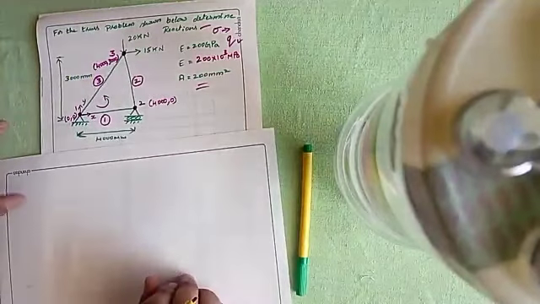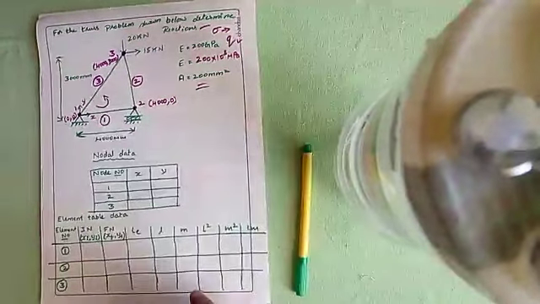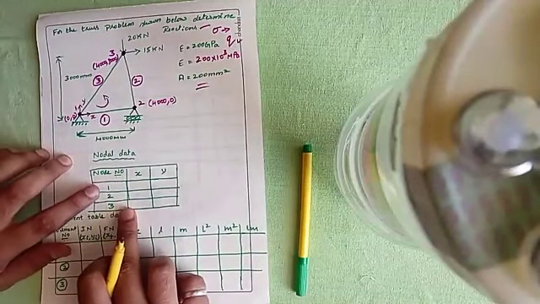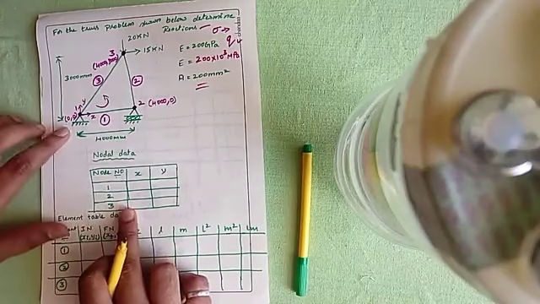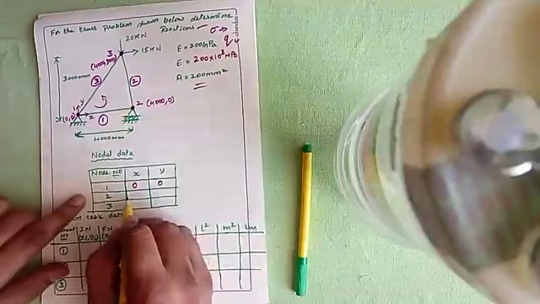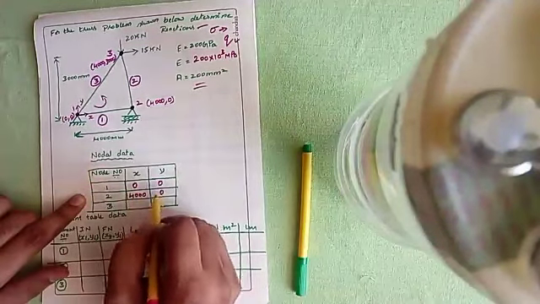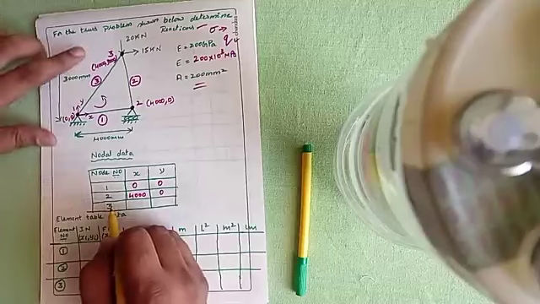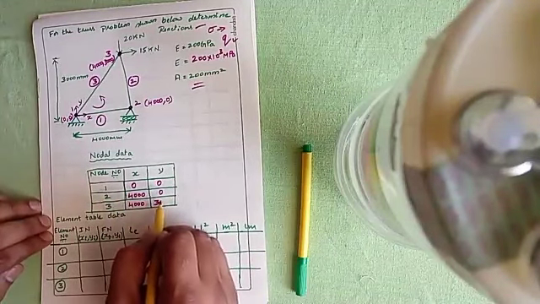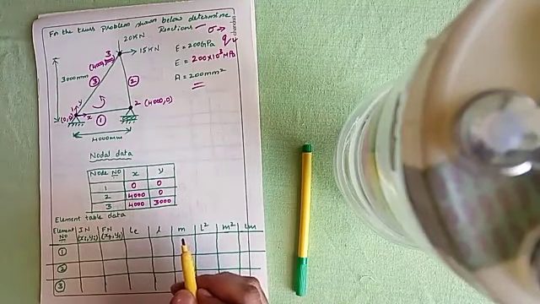Once you have got this, we need to form the nodal data. You write the node numbers. How many nodes are there? 3 nodes: node number 1, node number 2, node number 3. What is the value of x and y? For node number 1, x is 0, y is 0. For node number 2, x is 4000, y is 0. For node number 3, it is 4000 comma 3000. I'm keeping every dimension in mm itself.